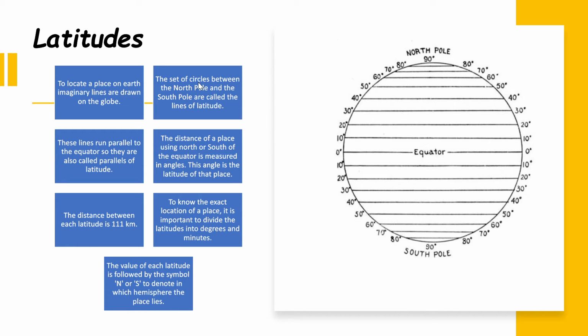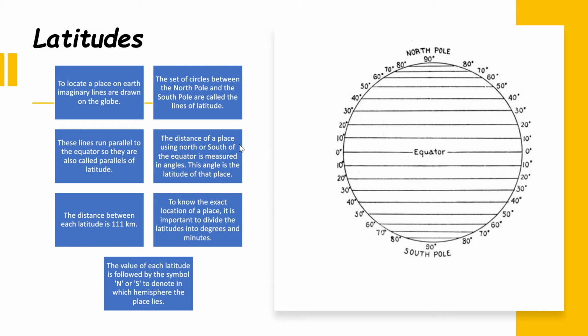The set of circles between the North Pole and the South Pole are called the lines of latitude. So these are all lines of latitude. As these lines run parallel to the equator, they are also called parallels of latitude. You can see the lines never intersect each other. They are parallel to each other.